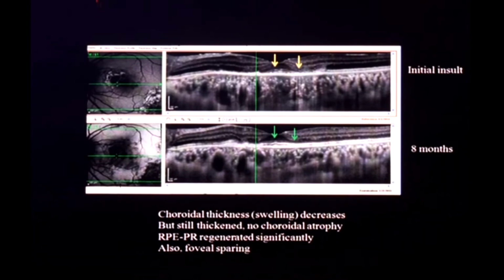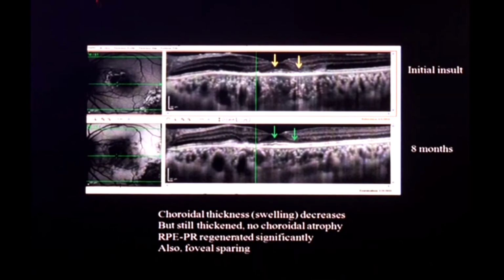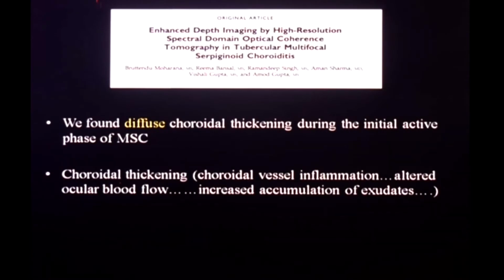The choroidal thickness decreases, but there is no choroidal atrophy. So the areas which do not develop choroidal atrophy probably are the ones where the external limiting membrane and the photoreceptors are going to regenerate. So we found diffuse choroidal thickening in the active stage.